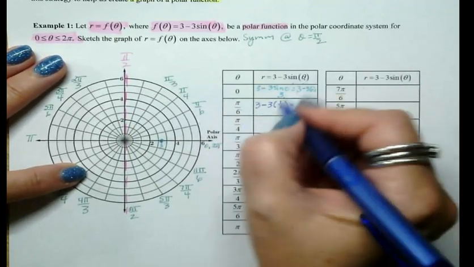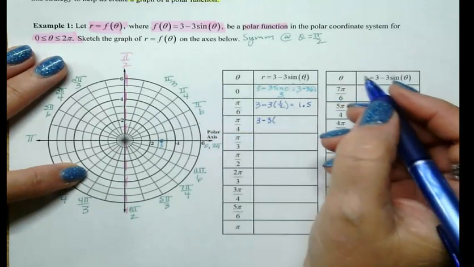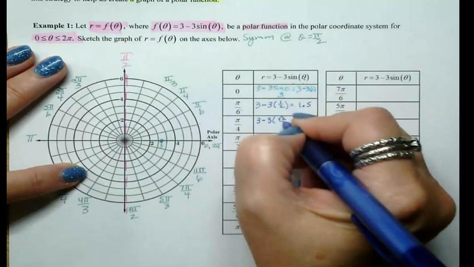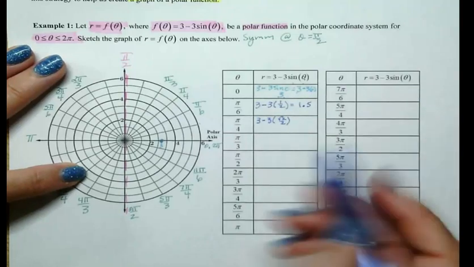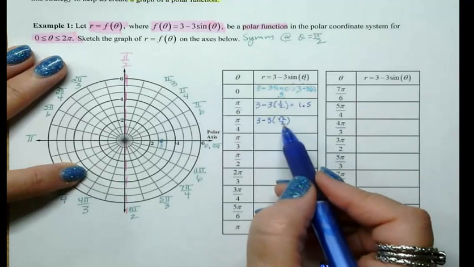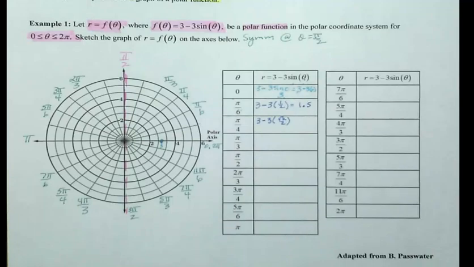So now I'm going to do pi over 4. So I'm going to do 3 minus 3 times, what is the sine of pi over 4? That's root 2 over 2. And so when I'm calculating that one, that's going to be a little more challenging, right? Because this 3 and 2 don't simplify. So I'm going to have to get a common denominator, some things like that. So we're going to save this one to be a calculator problem.